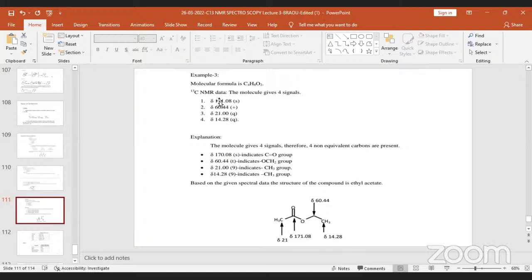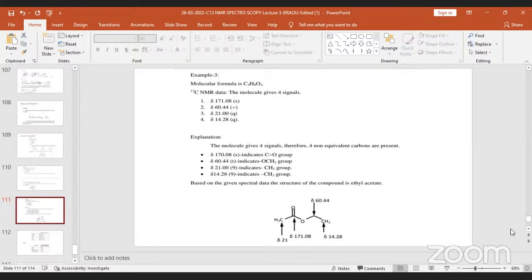This is how you should confirm. You should analyze the problem just by looking at the data. 171 means 2 oxygens are there, therefore it must be an ester group, so 171 is the ester carbonyl. Since you have 60, which is carbon attached to oxygen, it is COOCH2. And you have 2 quartets, therefore to the CO one CH3 is attached, and to OCH2 another CH3 is attached. So a total of 4 carbons are there, and this matches the molecular formula. That confirms the ethyl acetate structure.